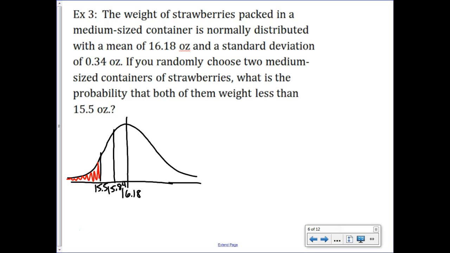So we have 2.35% plus 0.15% if I'm looking at my table. So that's 2.5% or 0.025.